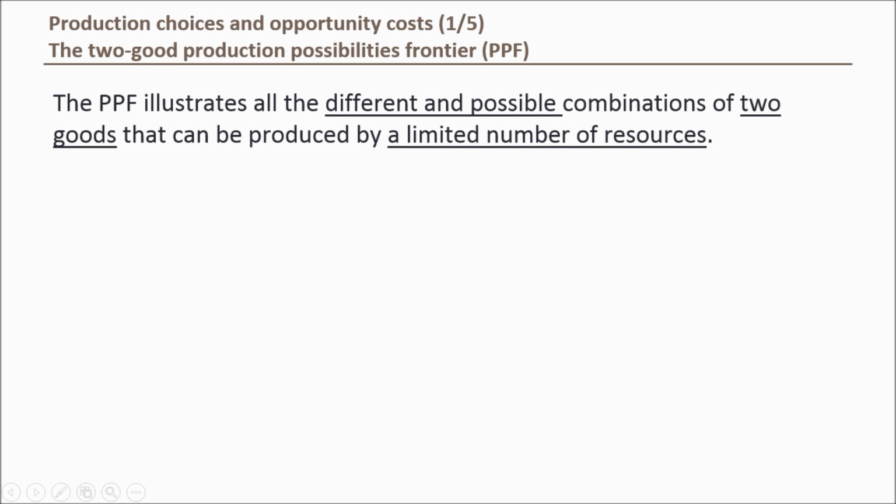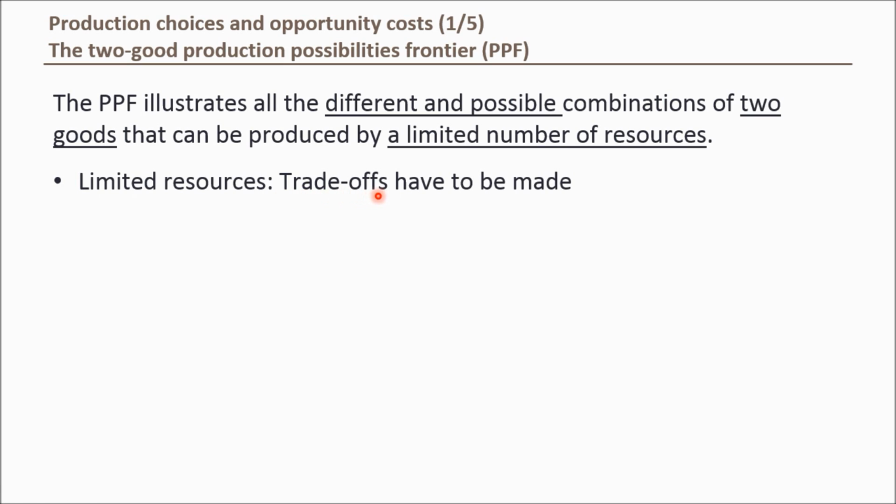Let's briefly go through each statement. The term different and possible implies the PPF will show which combinations are possible, and that if a combination is not in the PPF, it must imply that that combination is not possible. This concept will become clearer shortly. The phrase two goods implies we are investigating a very simple economy where only two products are produced. Finally, the last term, a limited number of resources, implies that our simple economy does not have an endless amount of productive resources. You can therefore already anticipate that restrictions or trade-offs will have to be made.